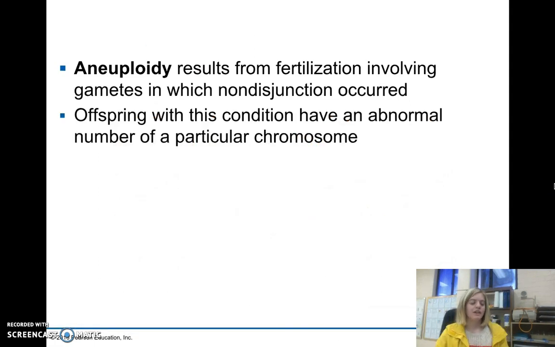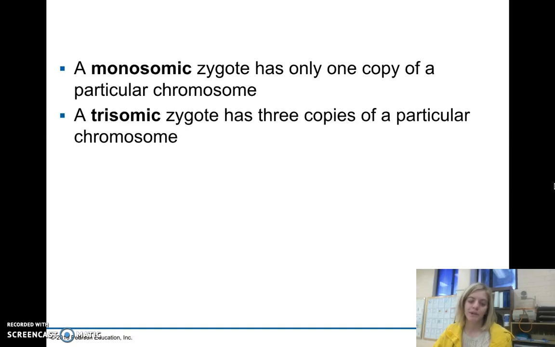We call fertilization involving gametes where non-disjunction occurred aneuploidy. And typically, offspring who are aneuploids have an abnormal number of a particular chromosome. And we usually break it down as one of 2 types. Monosomic zygotes have only 1 copy of a particular chromosome. So that would be, for example, a gamete that fused with a gamete that didn't have any copies of that chromosome. Or we have a trisomic zygote, which has 3 copies of a particular chromosome. Super helpful.